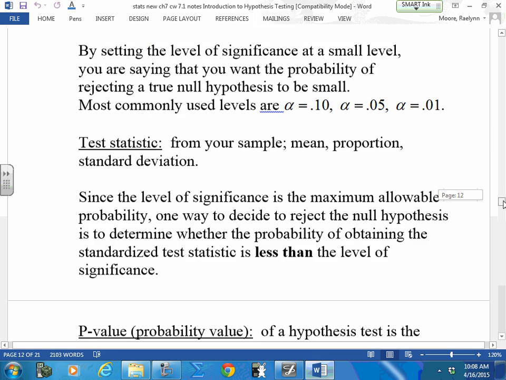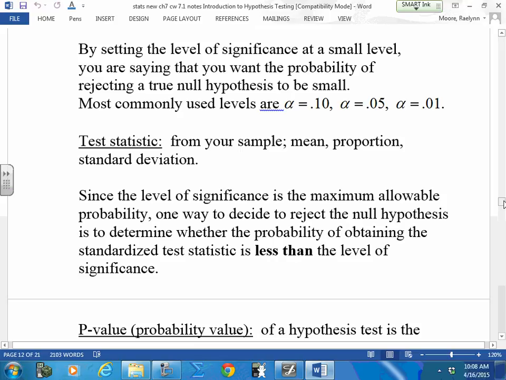Okay. Your test statistic comes from your sample, whether it's your mean, X bar, your proportion, P hat, or your standard deviation, S. This is what you test with because you disagreed with a population statement. So you gathered your sample randomly in the best way you knew how, and you pulled up your sample information.